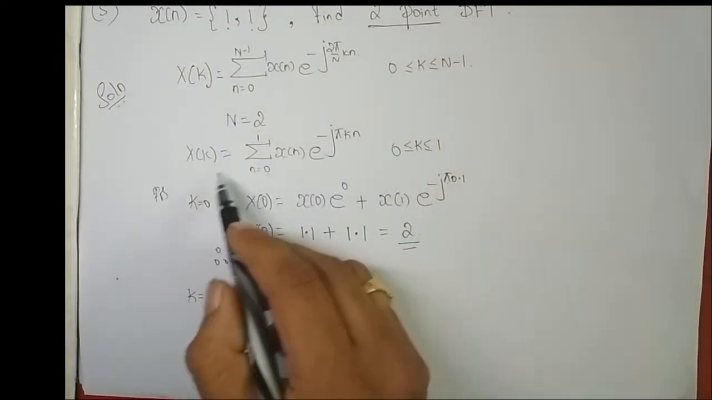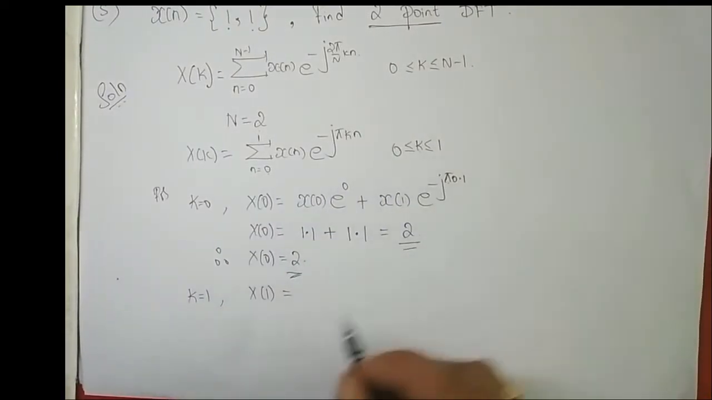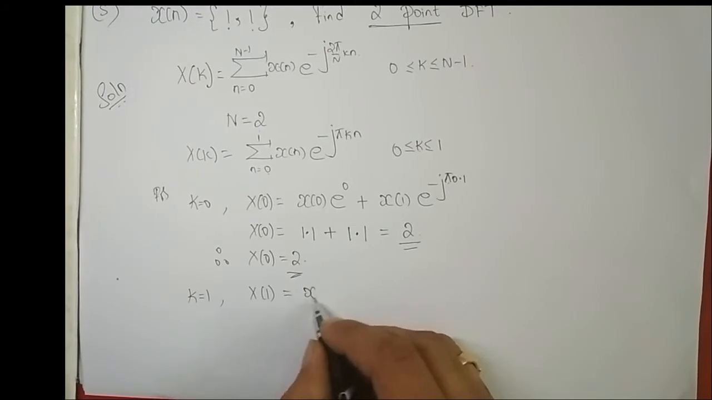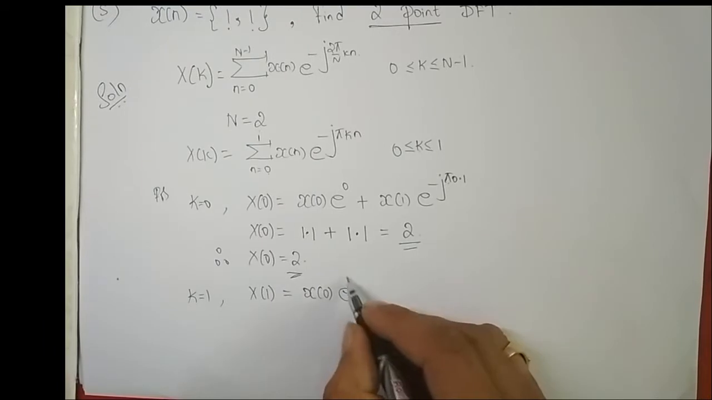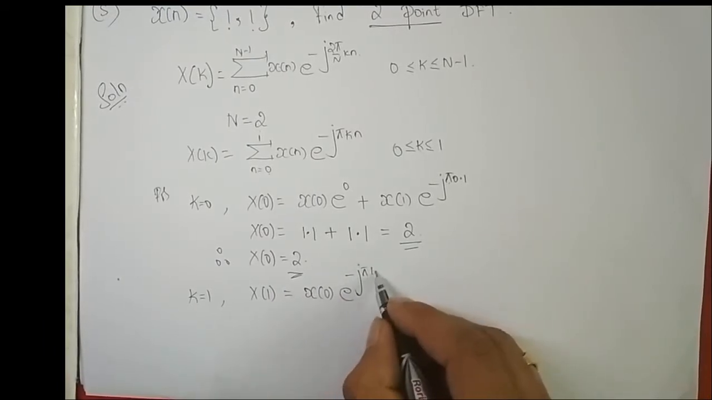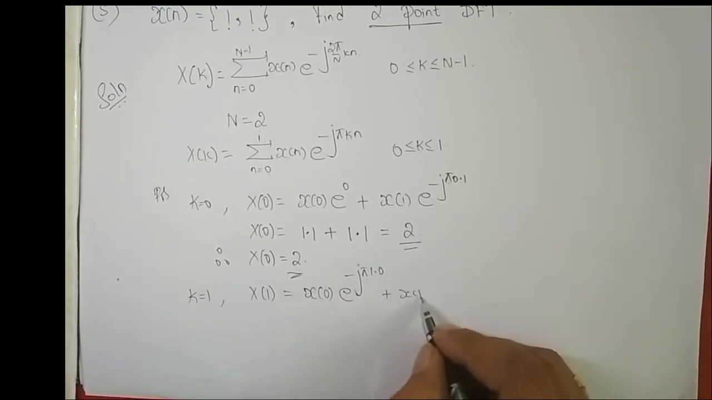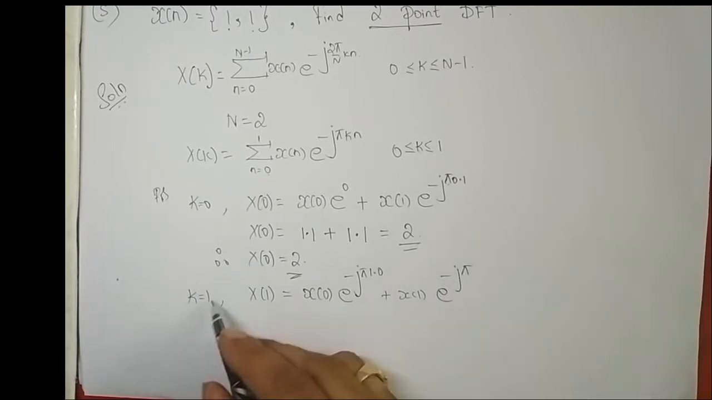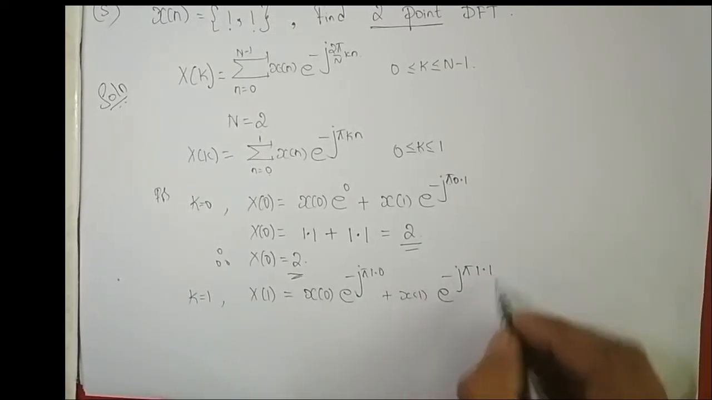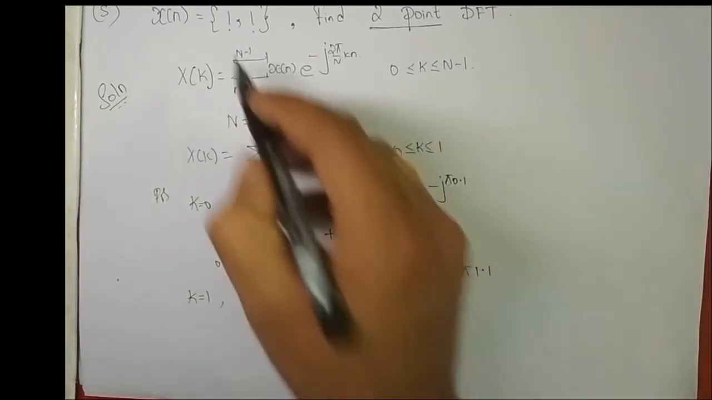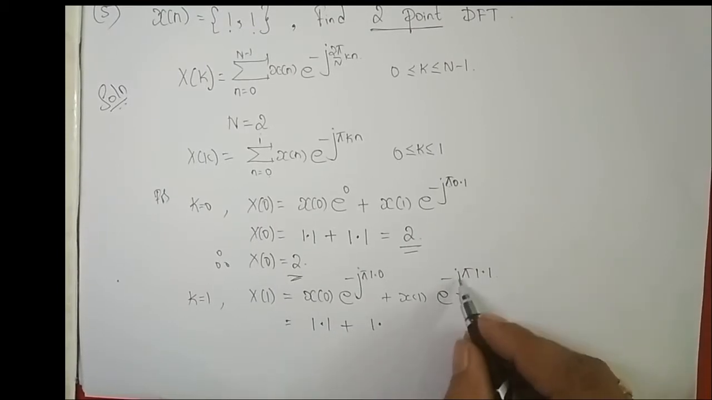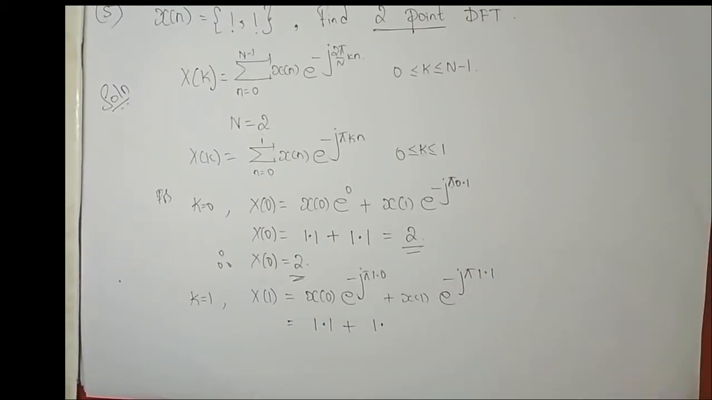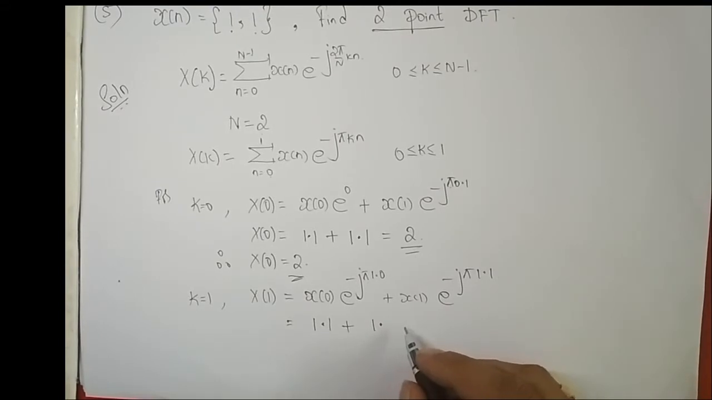Fine. Now for k equal to 1, X of 1 is equal to, so we need to substitute k equal to 1 in this equation. What do we get? When n equal to 0, it is x of 0 into e power minus j pi, k is 1, n is 0, plus x of 1 into e power minus j pi, k is 1 and n is 1. What do we get? X of 0 is 1, and e power 0 is 1, plus x of 1 is 1 into e power minus j pi. What is the value of e power minus j pi? It is cos pi minus j sin pi, which is equal to minus 1.